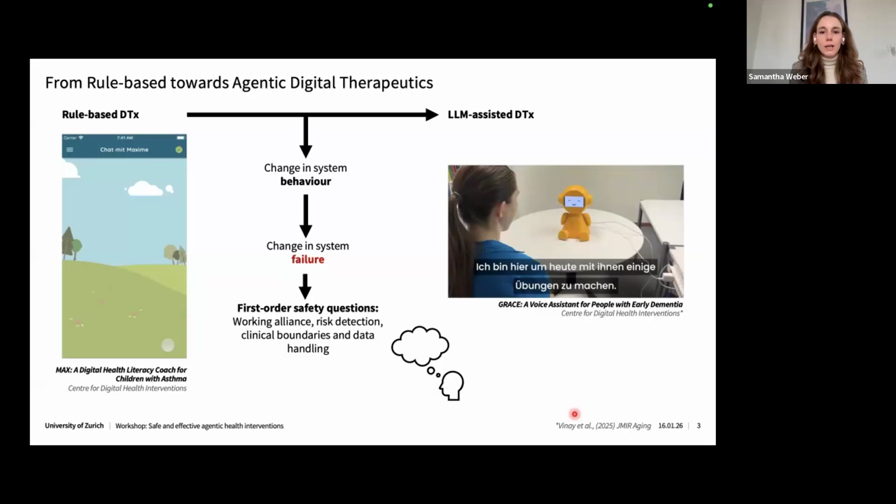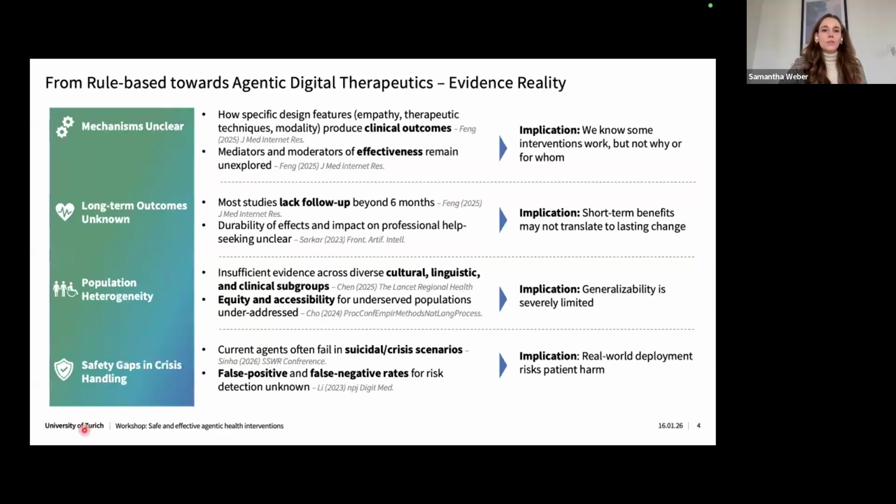So in this session, I'll focus on what this shift actually means in practice, also due to my background, a bit more especially for mental health, and also how we can think about safety in a more structured way as the systems themselves become more autonomous. So let's start with the evidence reality.